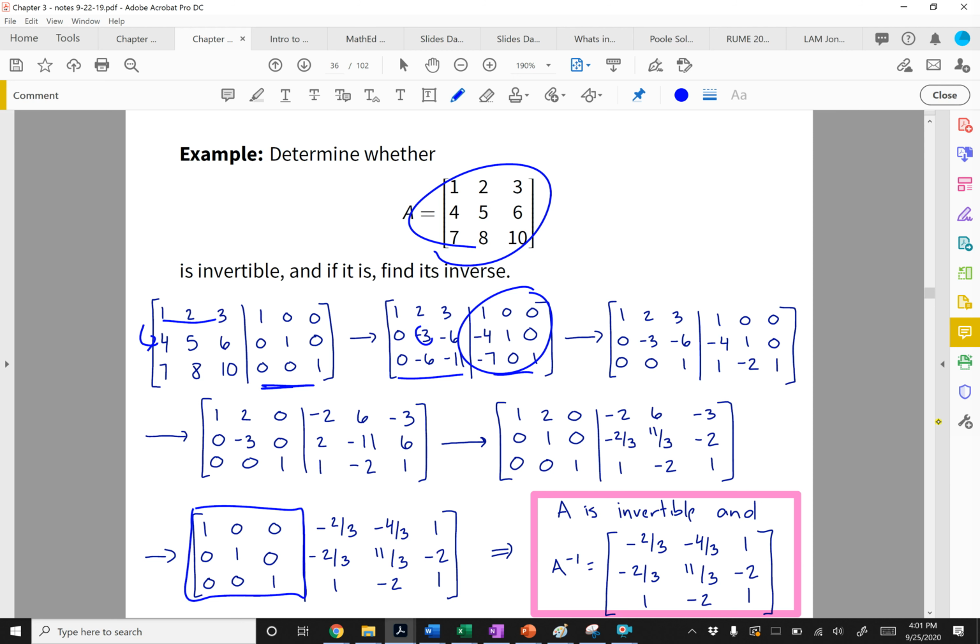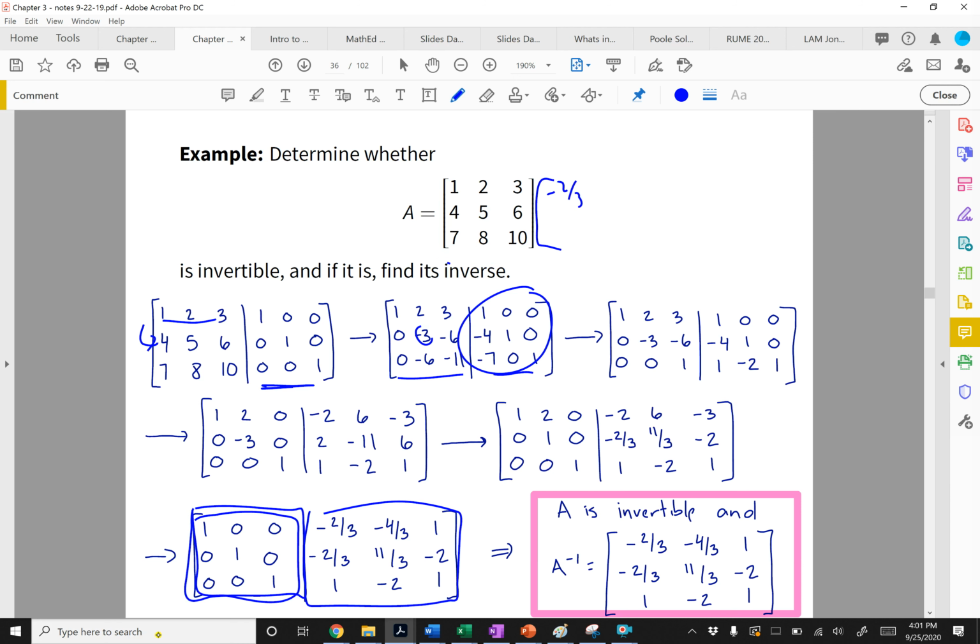If it has an inverse, you'll get 1, 1, 1 down the diagonal and everything else 0. So that means it's invertible. If we can get the identity over here, it means it's invertible. And this is the inverse matrix. So we could throw it up here and start multiplying to show that they are inverses.